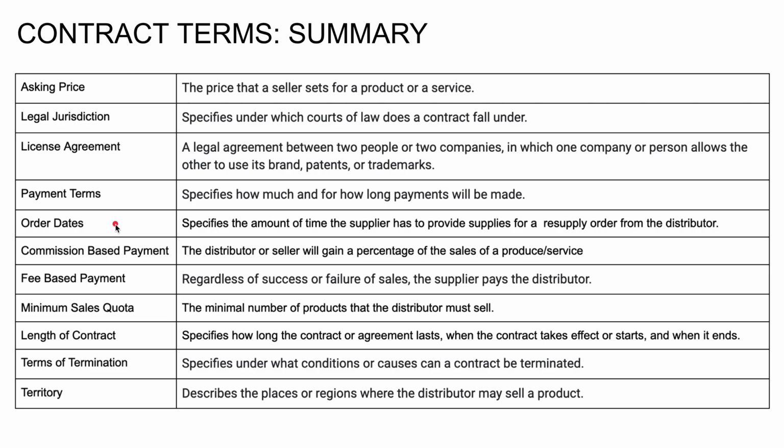The order dates, the amount of time that a supplier has to resupply. The commission-based payment, it's like the distributor gets a percentage, a cut from what they sell. Fee-based payment, it's like regardless of success or failure of sales, the distributor gets money. Minimum sales quota, distributor must sell at least this much. Length of contract, how long will the contract last for? Terms of termination, what are some reasons to end a contract? And territory, where can the distributor sell that product?